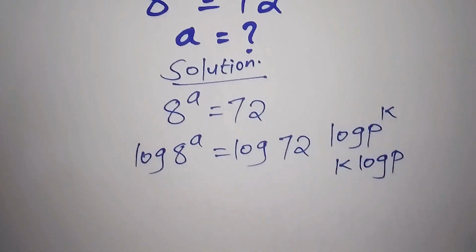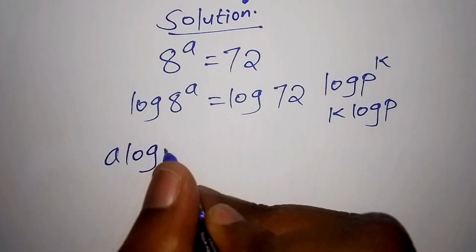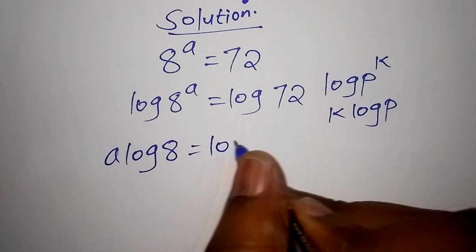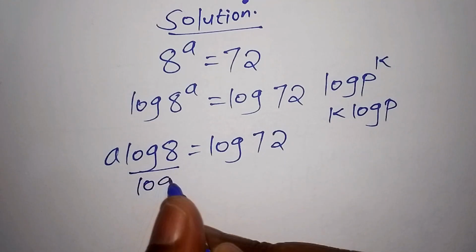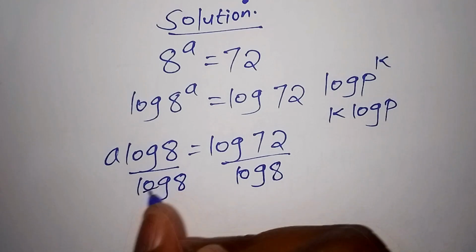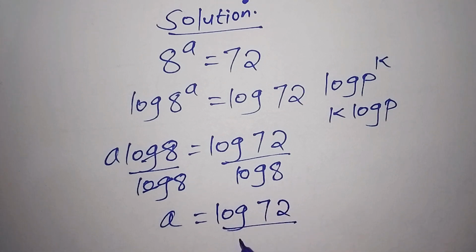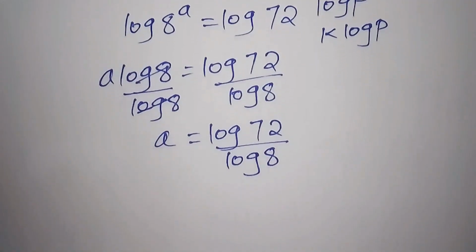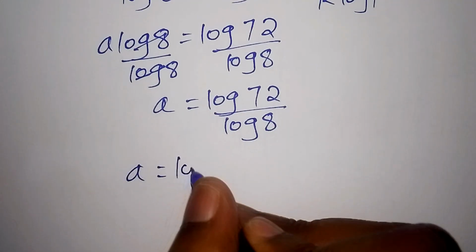So now we shall have a times the log of 8 is equal to the log of 72. Here we shall divide both sides by the log of 8. Log 8 and log 8 cancel, so now the value for a is equal to the log of 72 all over the log of 8. We are supposed to simplify this completely.